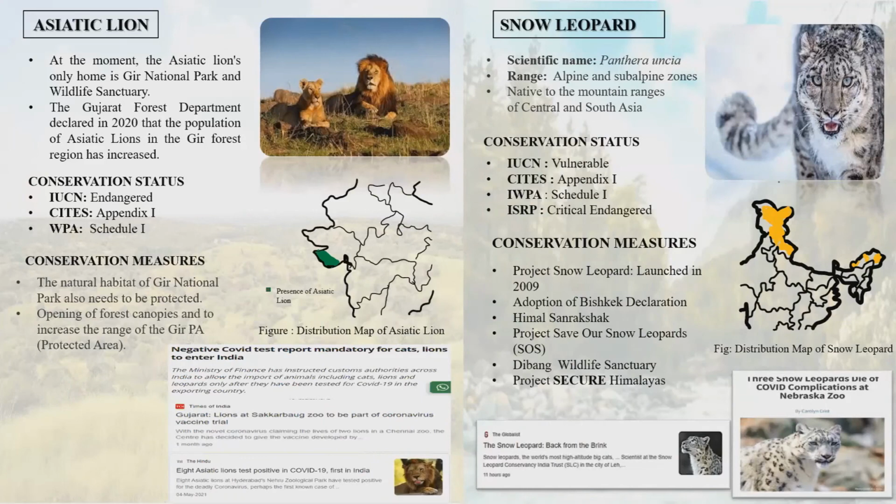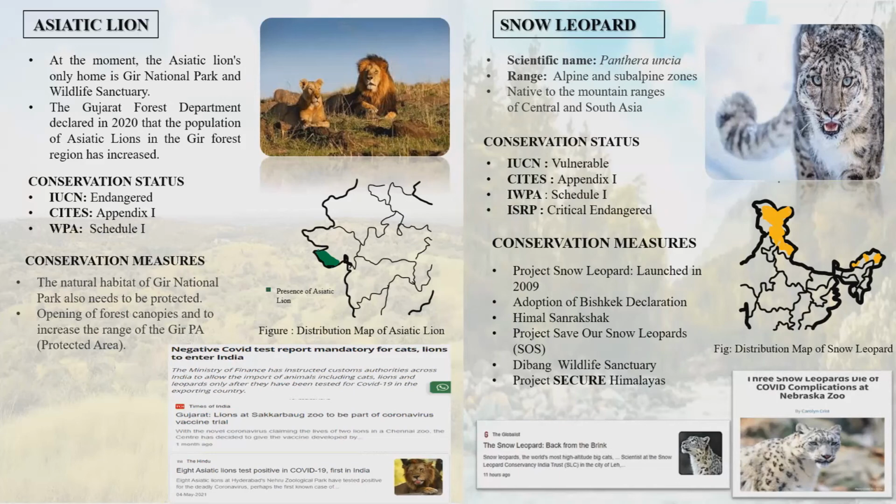Asiatic lion. Gir National Park and Wildlife Sanctuary is the only home of the Asiatic lion. According to IUCN, it is endangered. For conservation, they have to be conserved in their natural habitat and the range of the Gir protected area increased. Recently, in Hyderabad Zoo, 8 Asiatic lions were found positive.